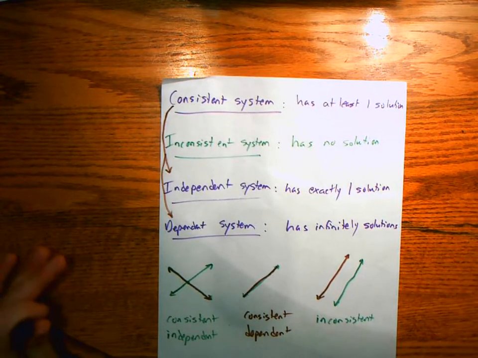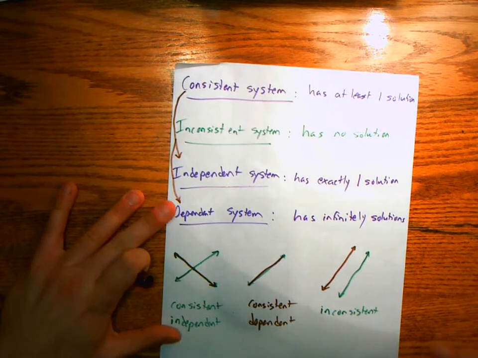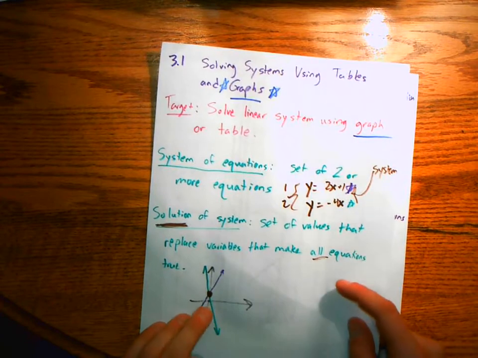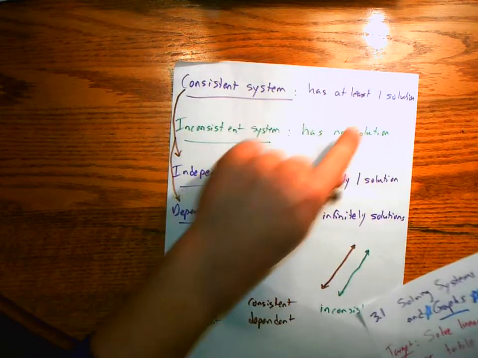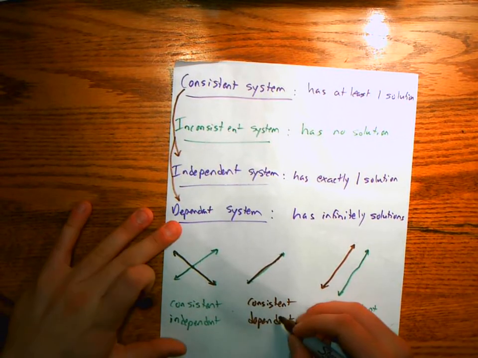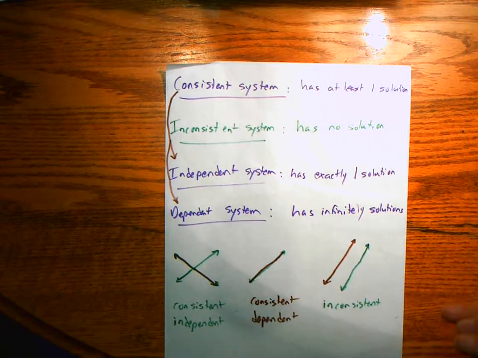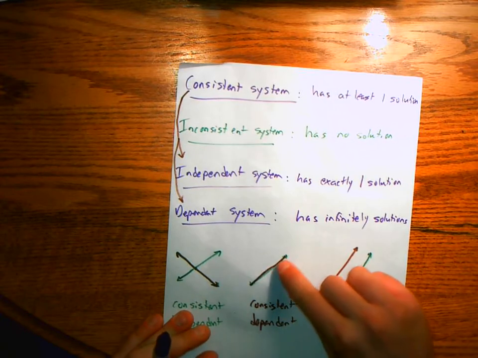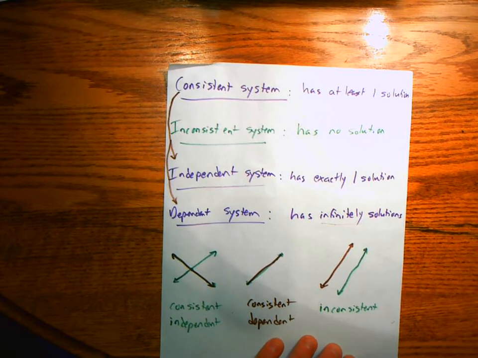The way you can see it graphically is that a consistent independent system is exactly like the first example I had put up here, where you have the two lines intersecting at one point and one point only, so it's just one solution. Consistent dependent means the lines are on top of each other, with the exact same slope and the exact same y-intercept, and infinitely many points are being intersected between the two lines. It has infinitely many solutions.